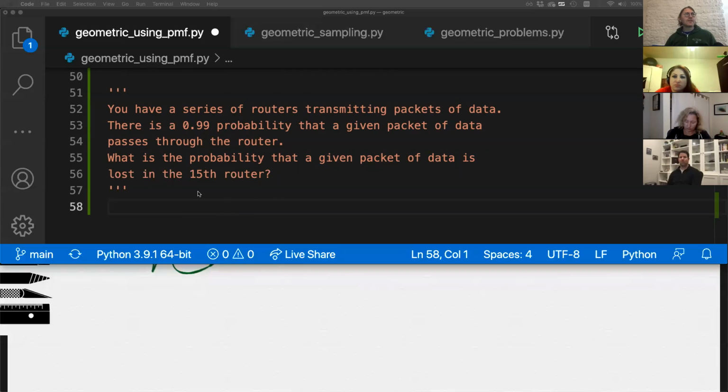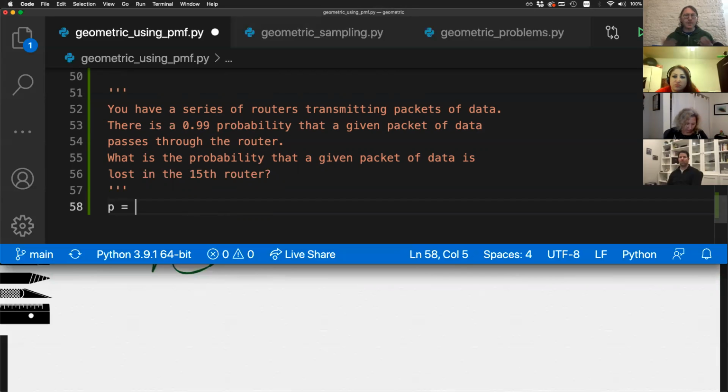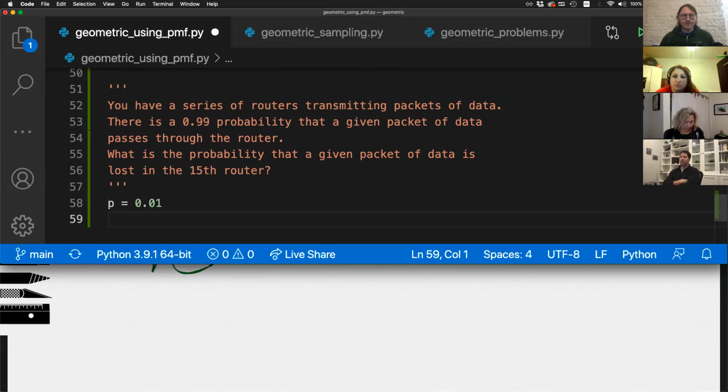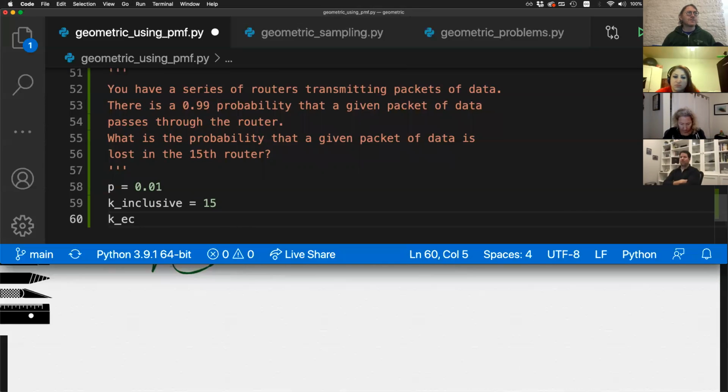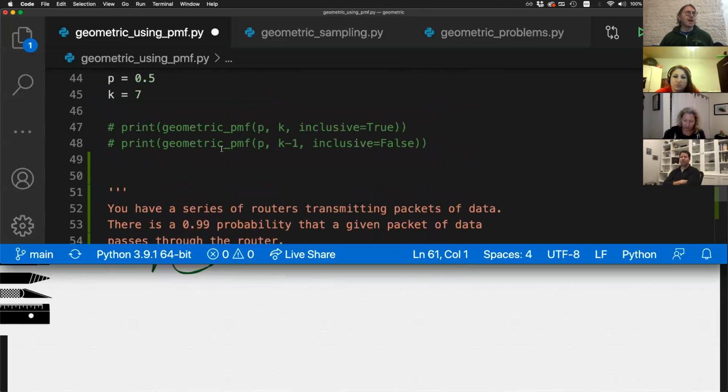So let's go ahead and solve this. What is the probability, right? The probability here is actually not 0.99, it's 0.01, right? And so we're saying probability is 0.01, and k, maybe if I say k inclusive is going to be 15, right? K exclusive is going to be 14. And we can just call these out as they are.